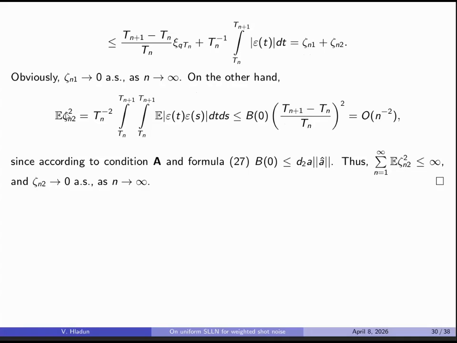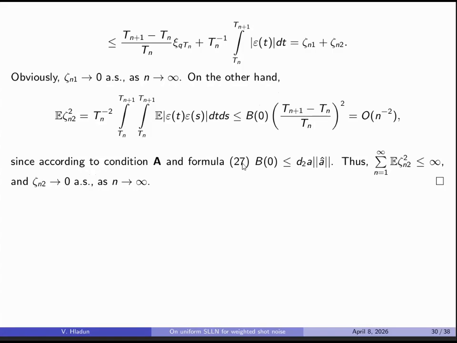On the other hand, the second moment of the random process zeta n2 has this form, and can be bounded in such a way. The series converges, less than infinity. The series of expectations is less than infinity. Yes, sure, less than infinity. Thank you.